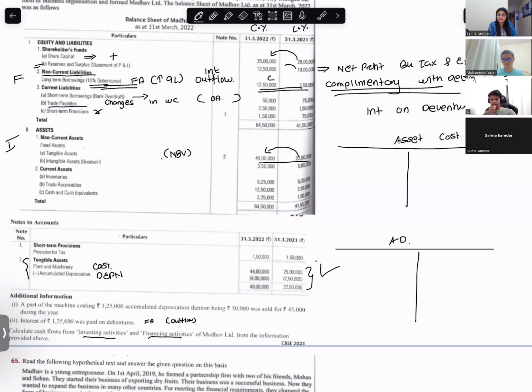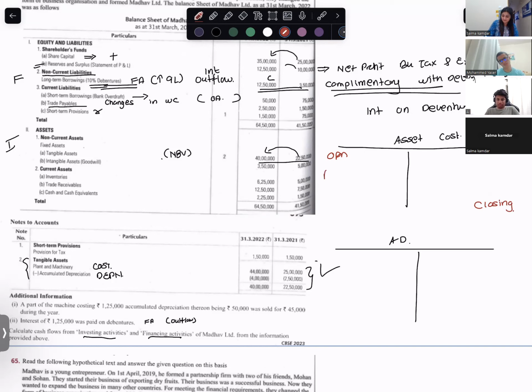Yes, ma'am. Now, do you know the format of asset account? Opening balance, which side? Debit. Closing? Credit. Purchase? Debit. And sales? Credit. Very good.